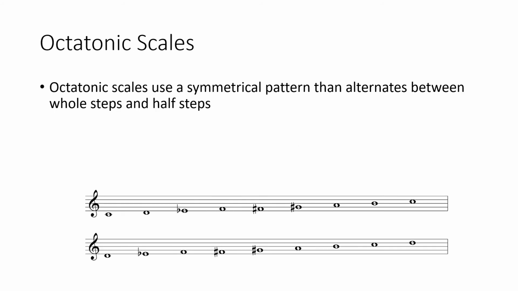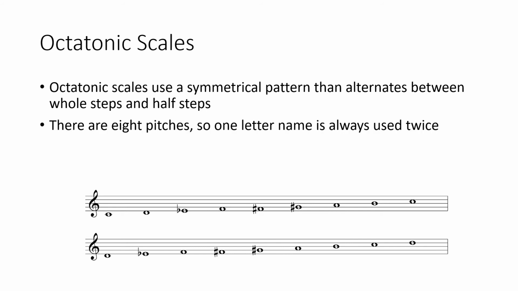Another symmetrical scale is the octatonic scale. This one uses a pattern that alternates between whole steps and half steps. This results in 8 pitches in the scale, so one of the letter names is always going to be used twice. You can see in the first example here that I've used an F and an F sharp. And so the structure is whole step, half step, whole step, half step, whole step, half step, whole step, half step.